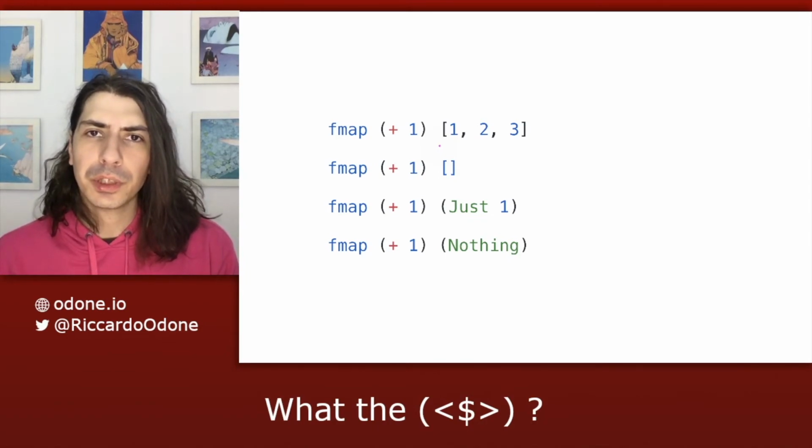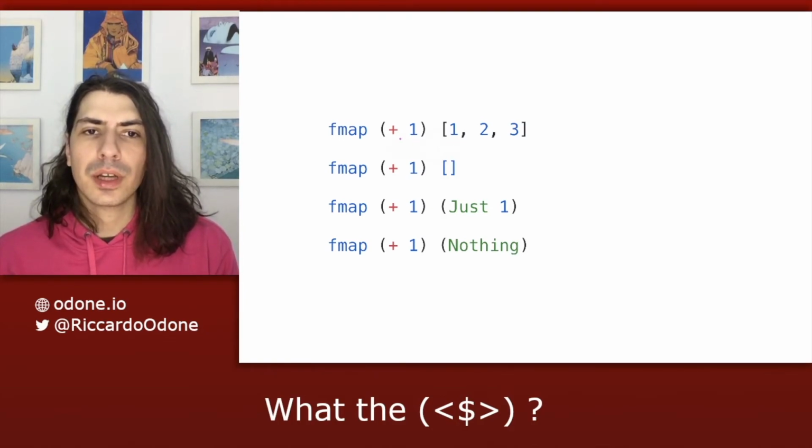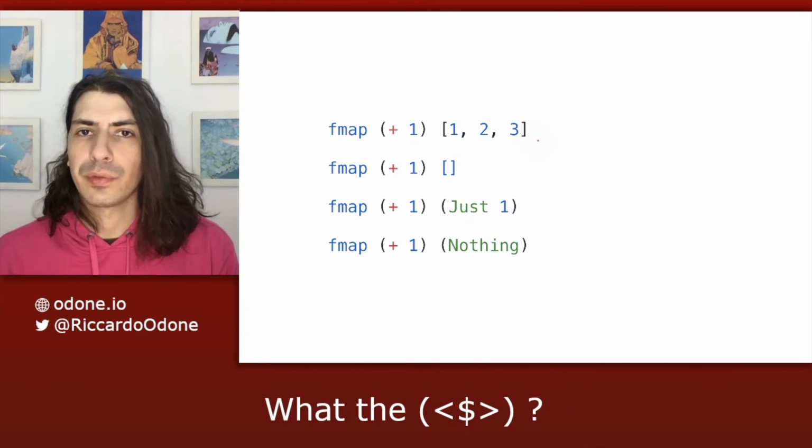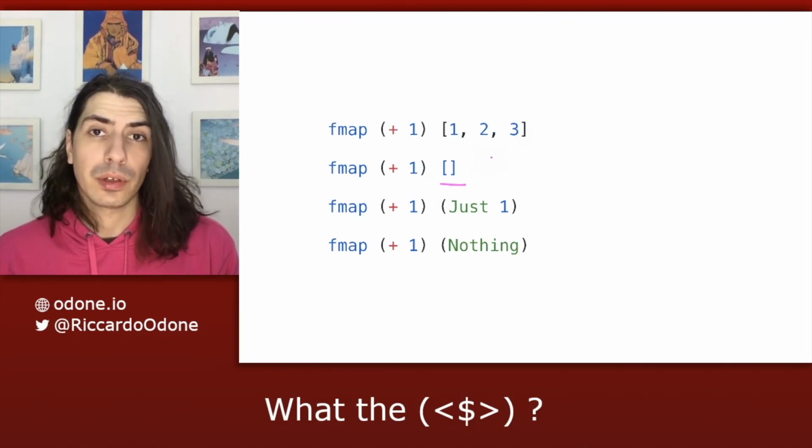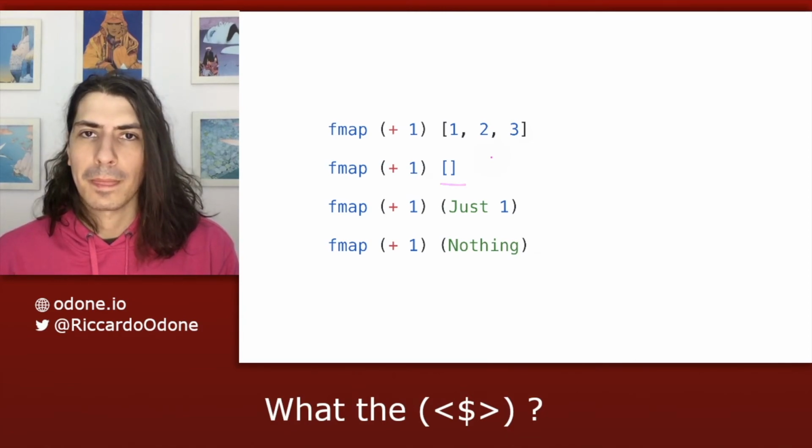So here we're showing 2 examples. One is list and the other one is Maybe. So in case of list, we can see that when we apply +1 to a list of 3 elements in this case, we +1 each element. So here we would get as an output a list 2, 3, 4. In the case of an empty list, we just don't do anything. We return an empty list. And these are the semantics for list.